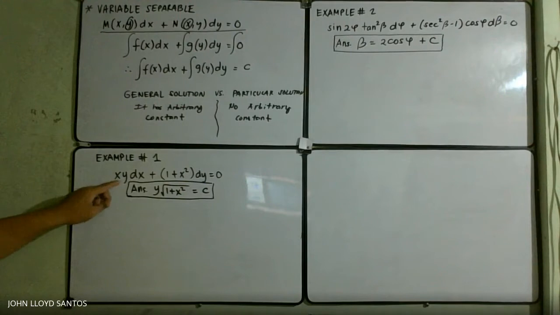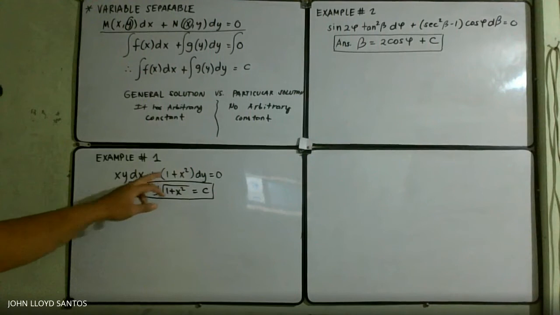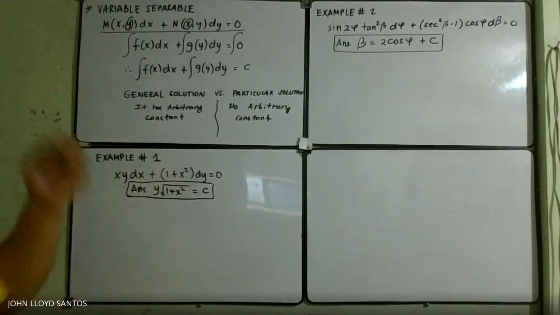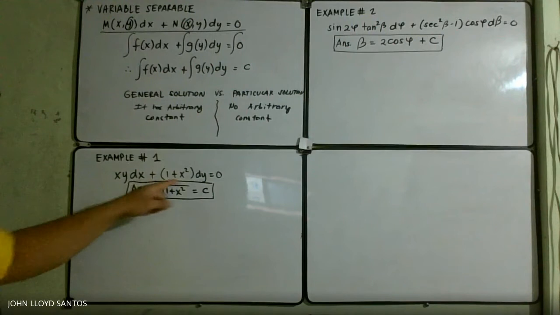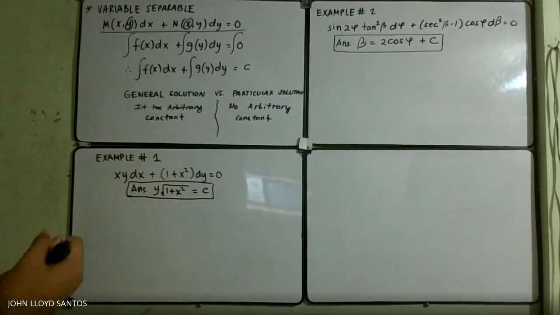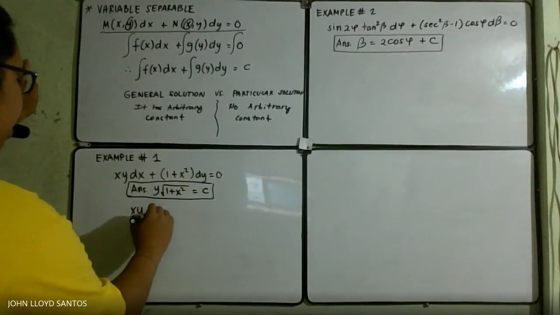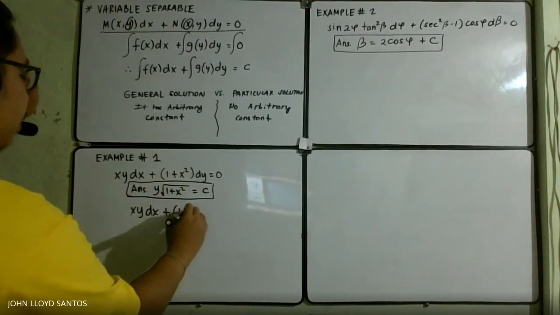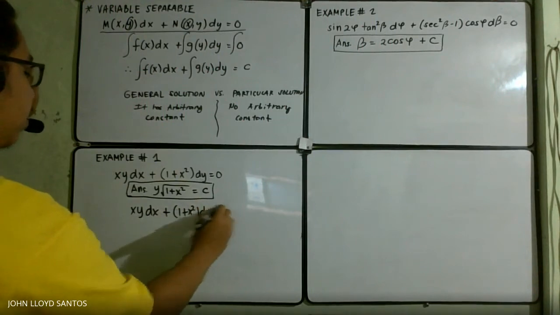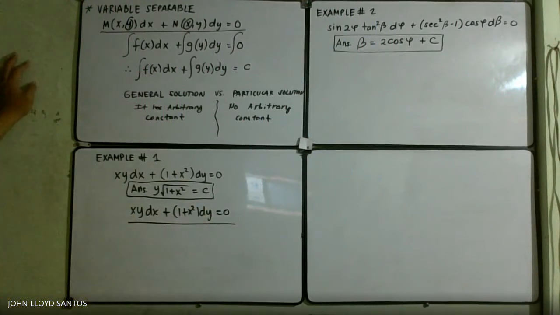So meron kang xy dx, so hindi mo pwedeng i-integrate yan because of this y. Walang problema sa x kasi you are integrating with respect to dx. And then sa kabila, 1 plus x squared, quantity dy. So may problem din tayo kasi we cannot integrate this also, kasi x squared and then dy. So all to do, sabi nga, first method, you have to separate, by simple algebra. So makita natin, xy dx plus 1 plus x squared dy is equal to 0. So pwede naman natin siyang i-separate ng simple algebra.